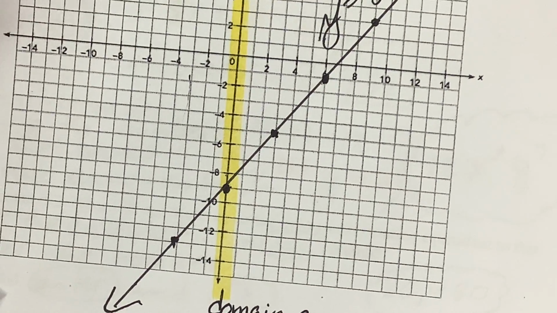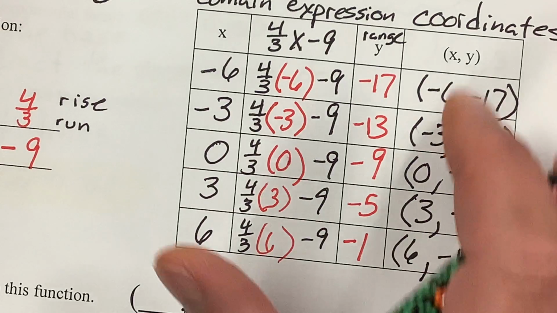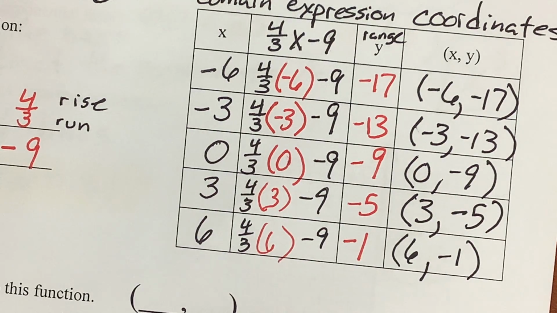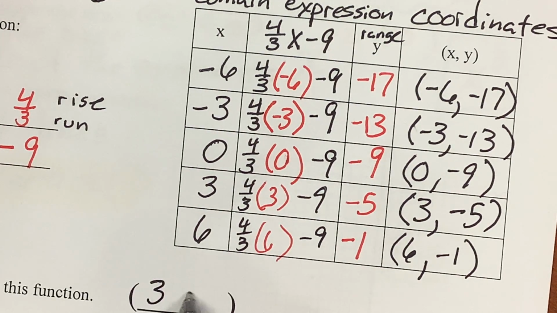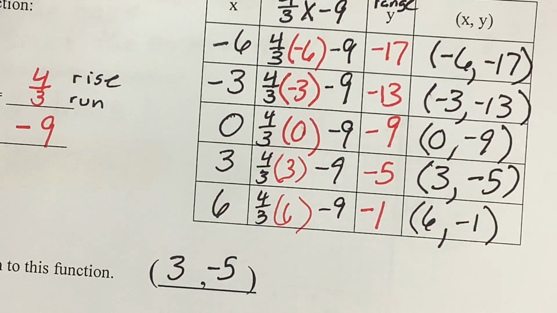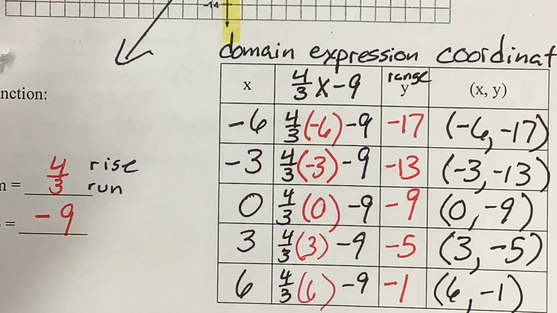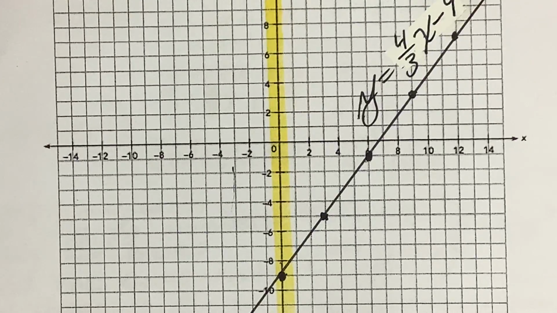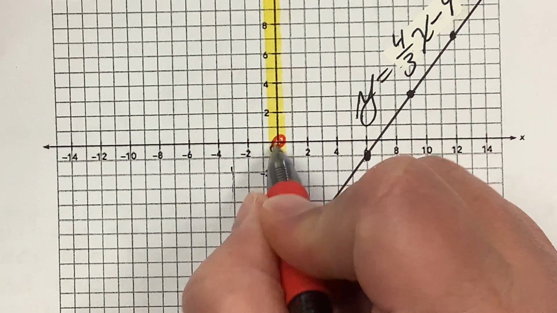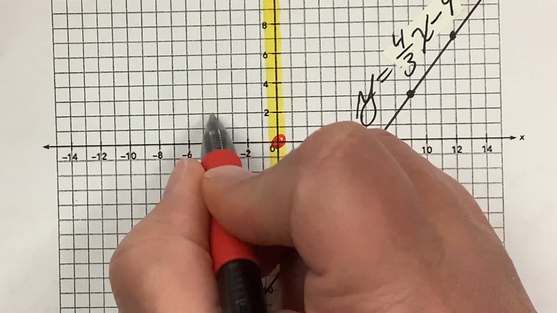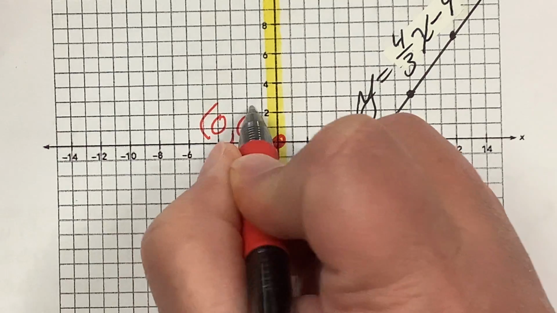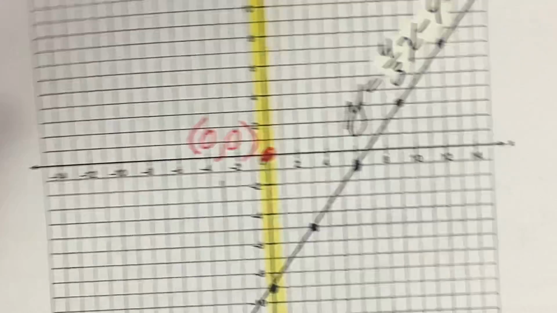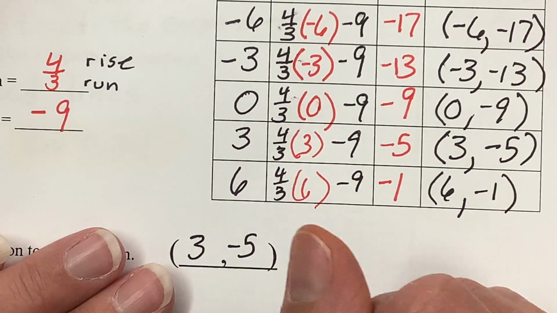Okay, name one solution. Well, just pick a number you like here. I'm going to go with 3, -5, because I like that one. Name one point that's not a solution. Any point you want. I'm going to go with this point right here. That's the origin at 0, 0. So I like that point. It's not on the line. 0, 0.